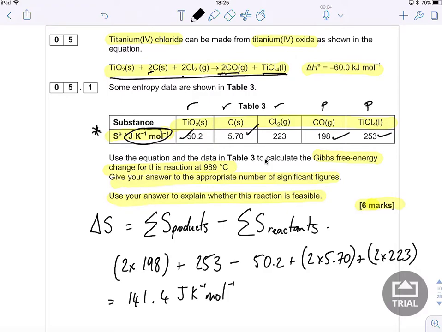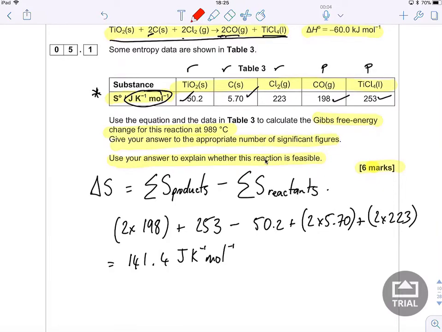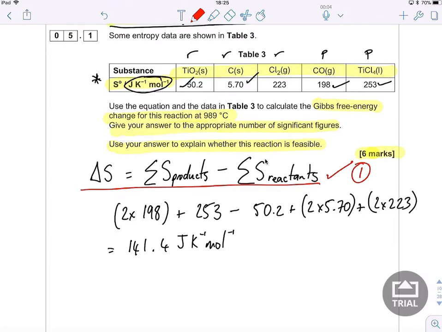Okay, now just before we move on and have a look at this a little bit further, the mark scheme says I just get 1 mark for stating that equation there. So it's always worth doing something in an exam question. I get another mark if I've worked out 141.4 joules per Kelvin per mole. And before I look at working out whether the reaction is feasible or not, I'm going to convert this, so the entropy is given in joules per Kelvin per mole, into kilojoules per Kelvin per mole, so that it can fit into the delta G and delta H equation, which are given in kilojoules per mole.